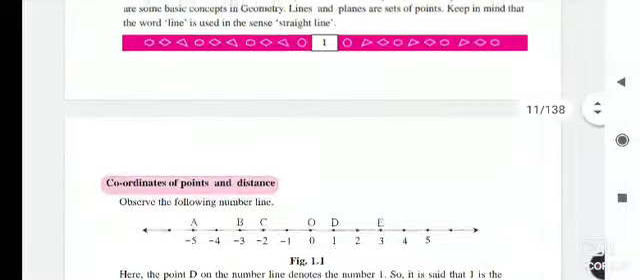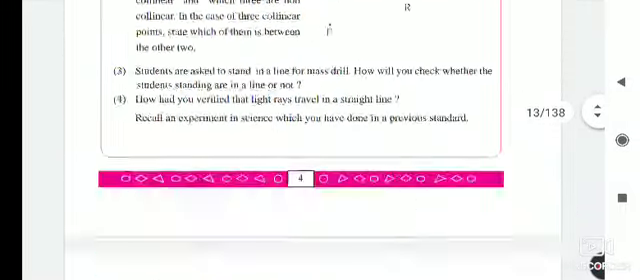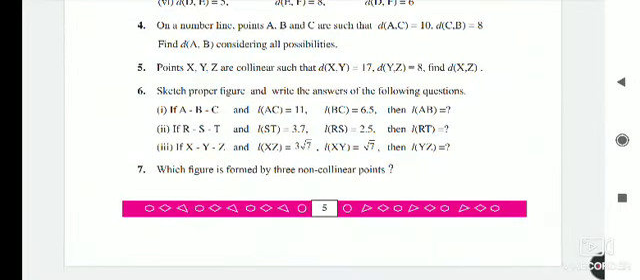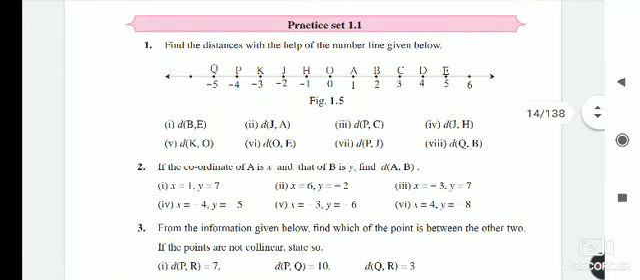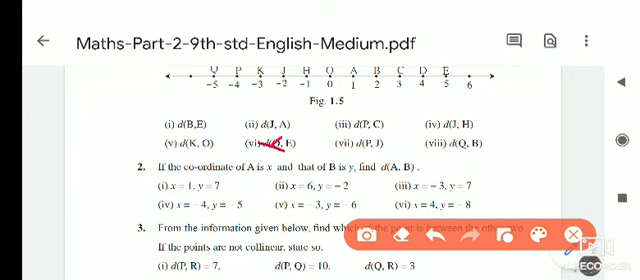First lesson, this is page number 1, and we have to move towards page number 5. So here it is page number 5. From this page number 5, from 1.1, from example first, the questions 6, 7th and 8, these questions are cancelled.